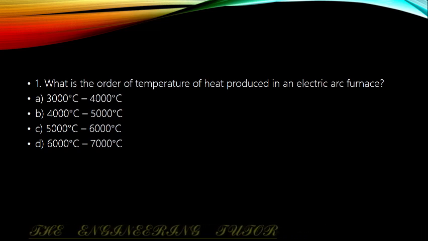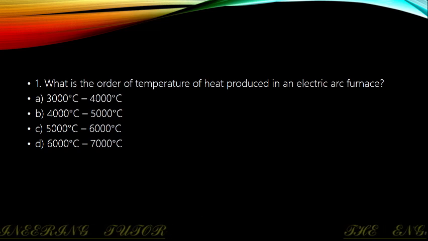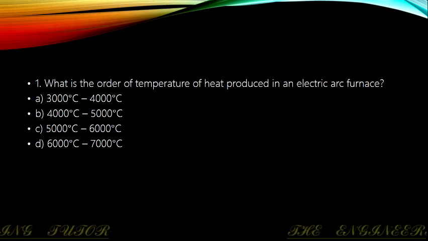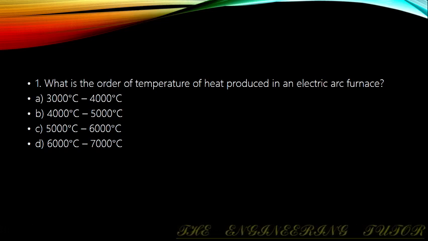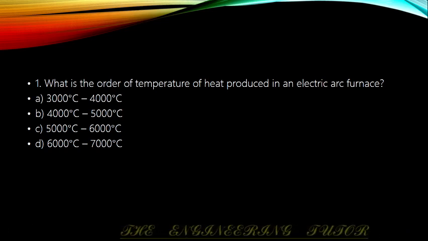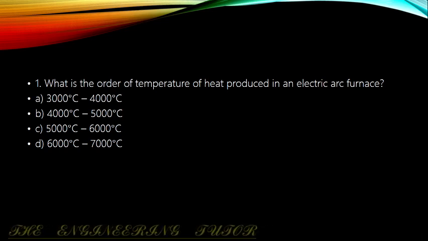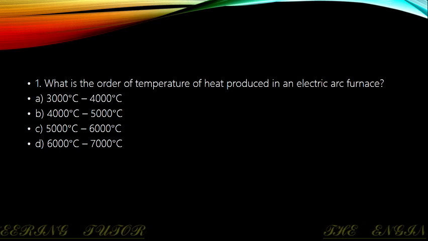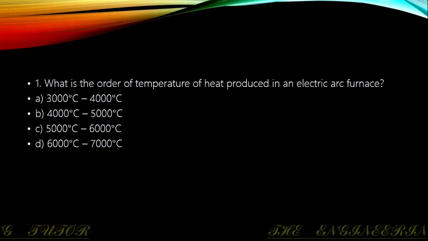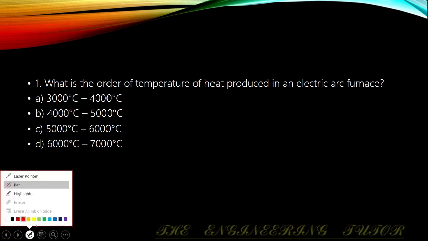What is the order of temperature of heat produced in an electric arc furnace? Normally, they have named it electric arc welding. The options are 3000 degree to 4000 degree, 4000 to 5000, 5000 to 6000, 6000 to 7000. The correct answer is 6000 to 7000.